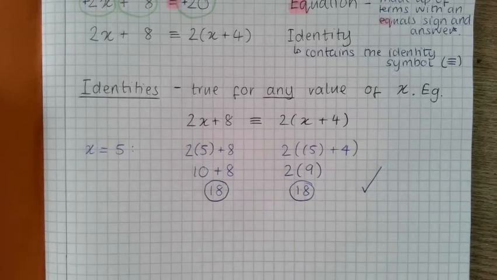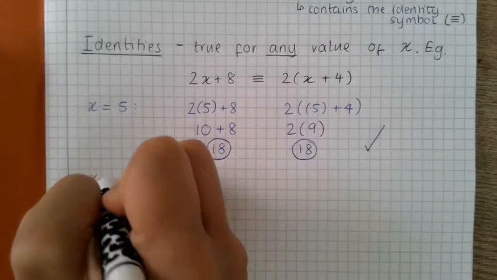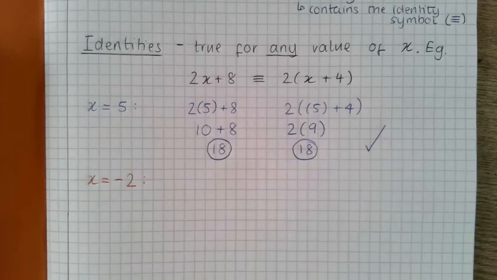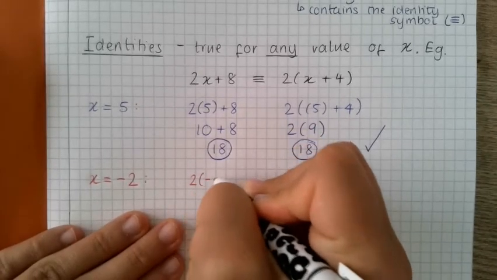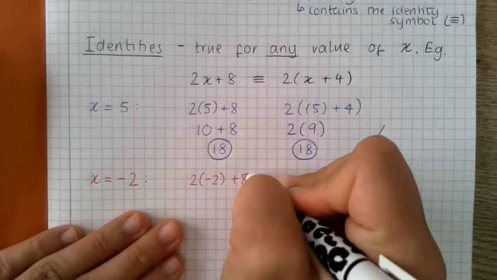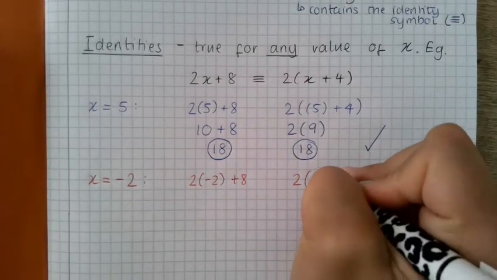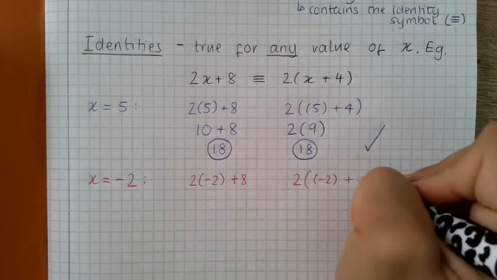But I'm going to show you that you can take any value of x and this will be true. So if I take another value of x, I'm going to now take a negative number to show you this will even work for negative numbers. I'm going to take x as negative 2. So I'm going to substitute it in, so 2 times x, which is going to be 2 bracket negative 2 plus 8. That's the left-hand side, and on the right-hand side I'm going to have 2, and then inside the bracket we have x. I'm putting that in brackets, plus 4.